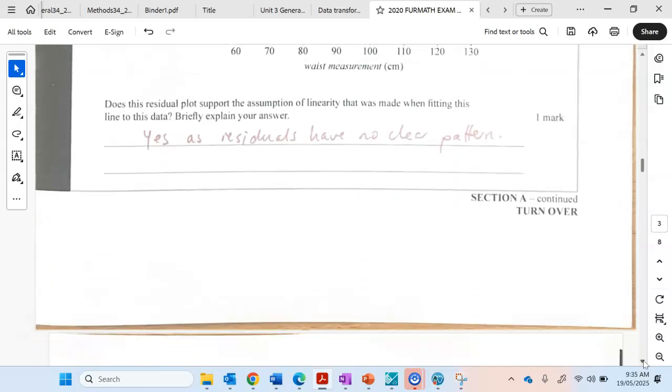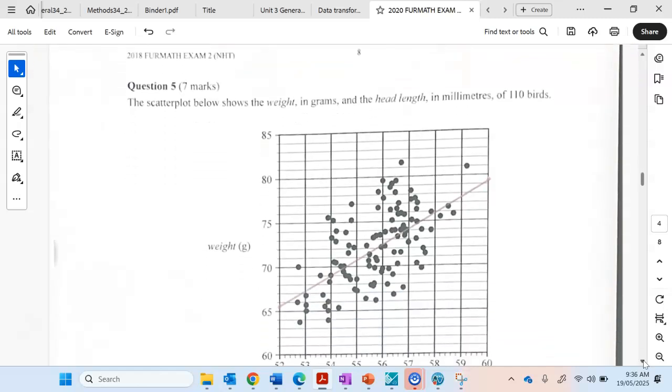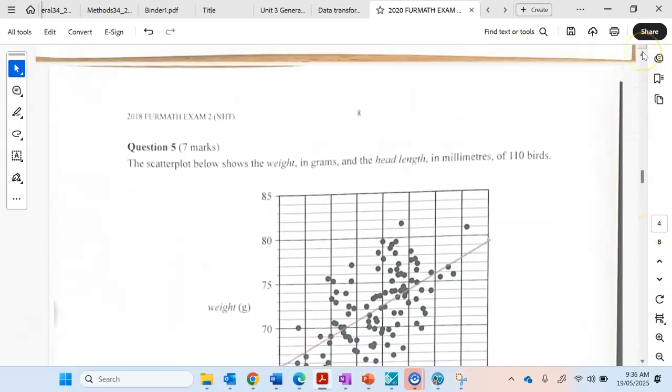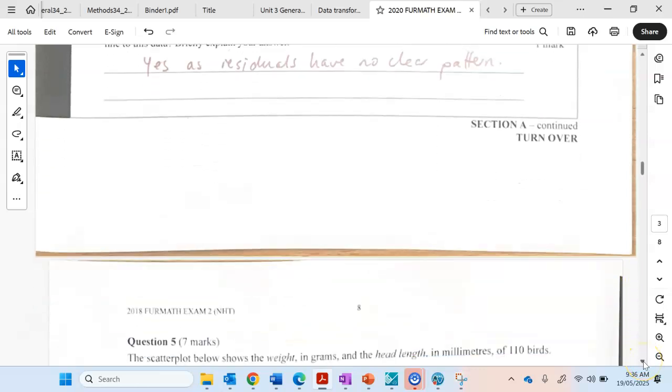All right, moving on to a different exam now. So this is the 2018 NHT. Oh, how many students got that one right? Did I write that? I didn't notice. No. Sorry guys, didn't record that bit. Okay.